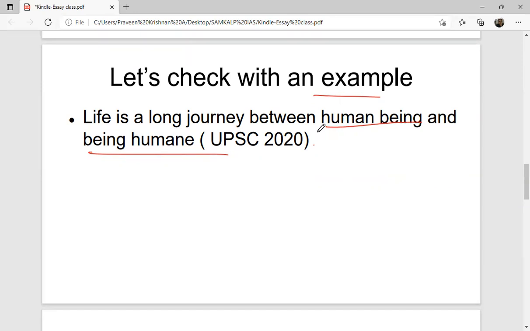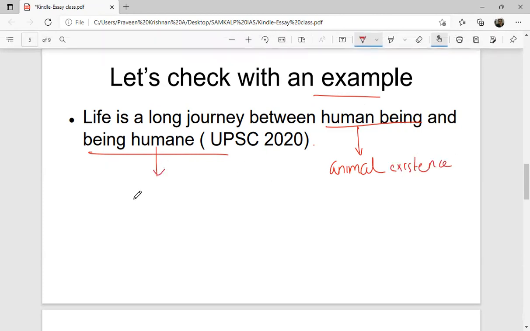Our life should be a journey from being an animalistic existence to a higher existence where we are humane. A human being means nothing but the animal existence of being a human. But being humane means a human being with a lot of qualities. We'll discuss what all these qualities are.